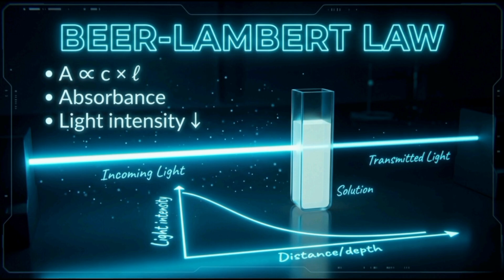State and explain Beer-Lambert's law. Mention its limitations. Beer-Lambert's law states that when monochromatic light passes through an absorbing solution, the absorbance is directly proportional to the concentration of the solution and the path length of the container. It is mathematically expressed as A = εCL, where ε is the molar absorptivity, C is the concentration, and L is the path length.